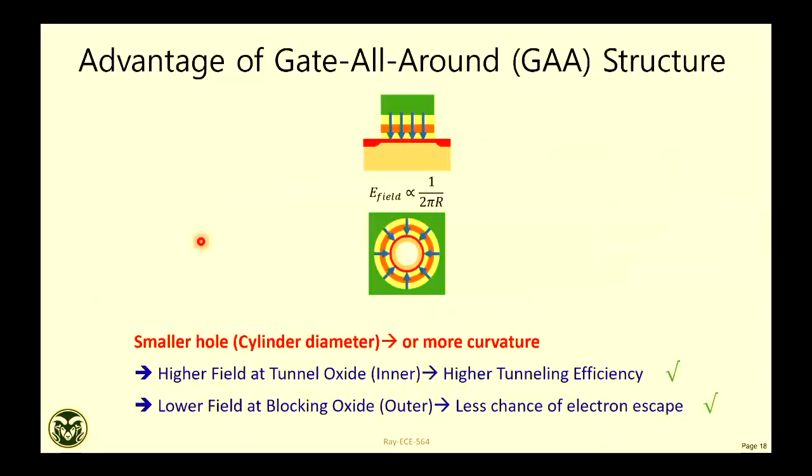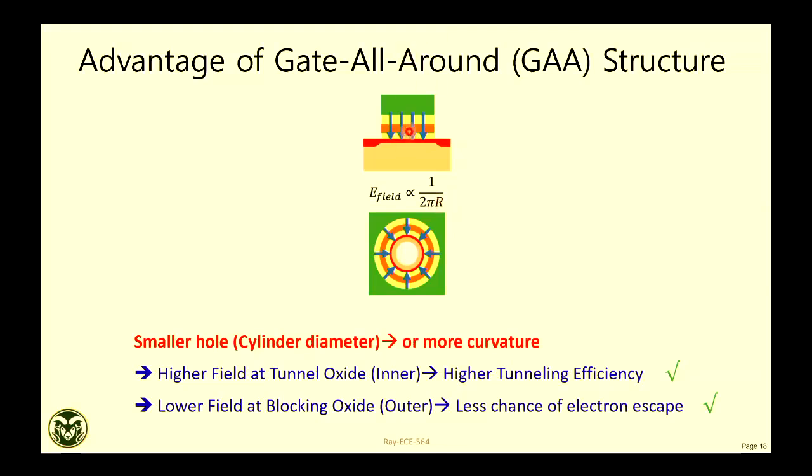Okay, let's look at them one by one. So gate all around, why it is a good thing. You have to look at the geometry or electric field. Electric field depends on the curvature. If you have a strong curvature or very narrow radius, your electric field will increase for a given voltage, right? This is very fundamental if you look at Gauss's law and others, right? When you have high school physics, for example.